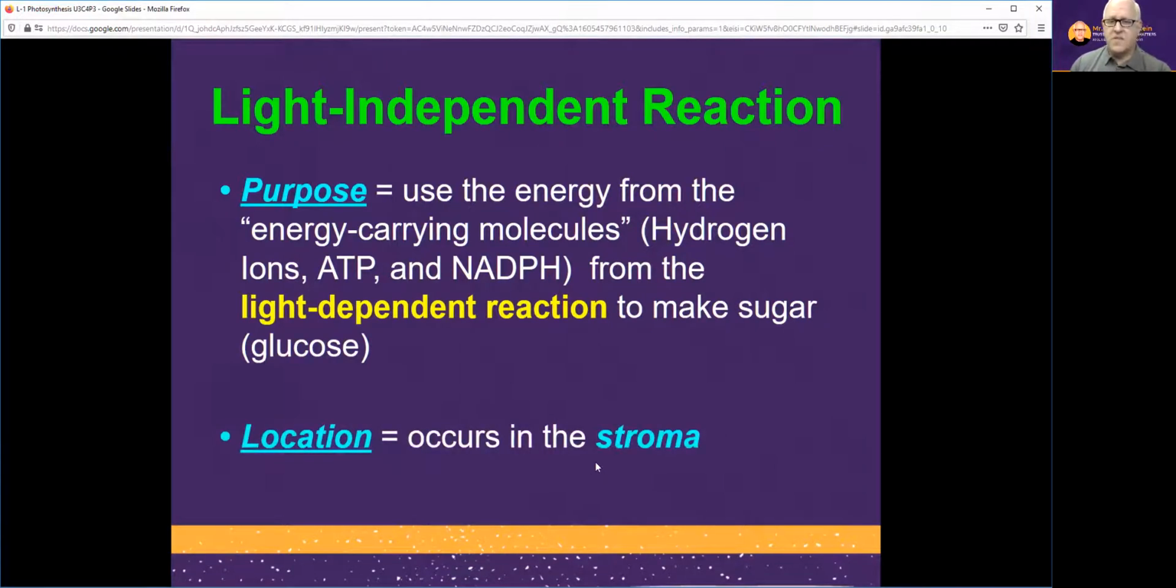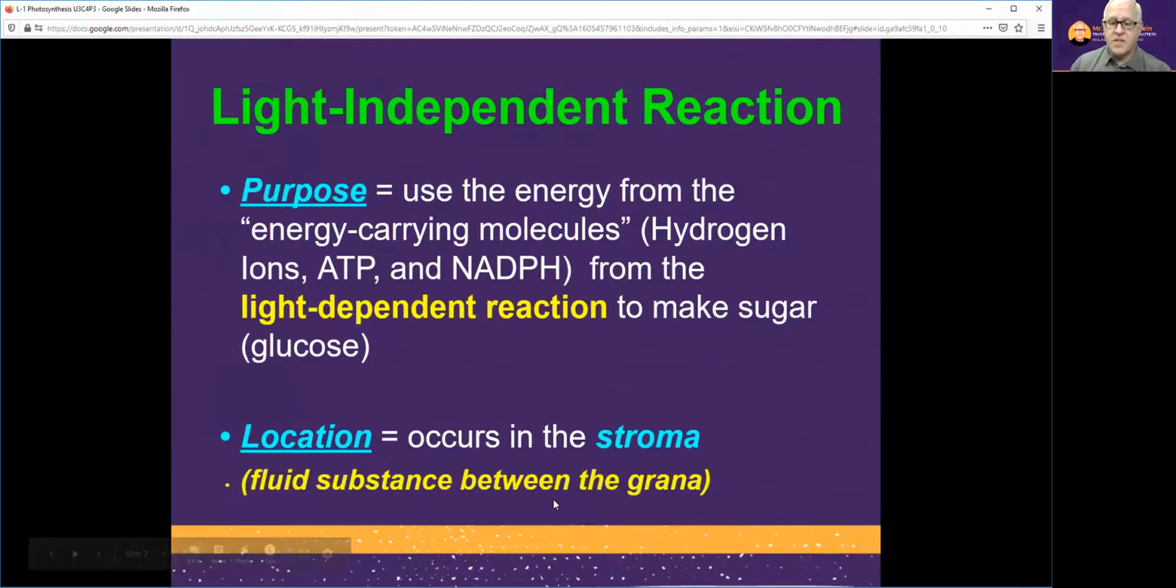It occurs in the fluid-like substance in the chloroplast known as the stroma. And that substance is between the grana, those stacks of thylakoid membranes, inside the chloroplast. So we're going to use those molecules to make the sugar, and it happens in the stroma.